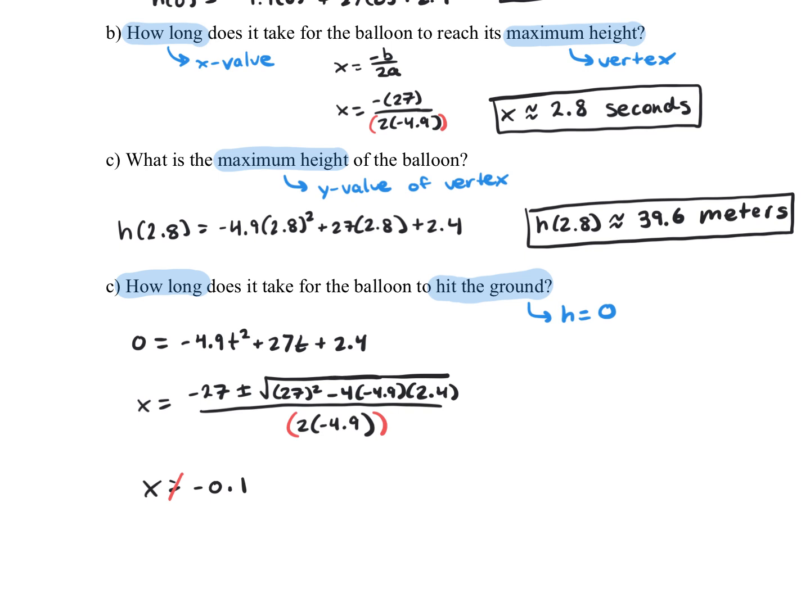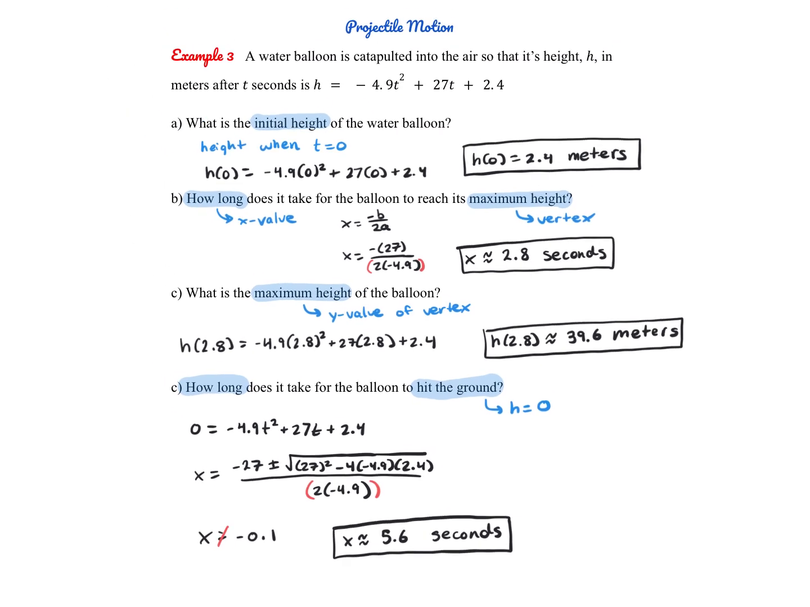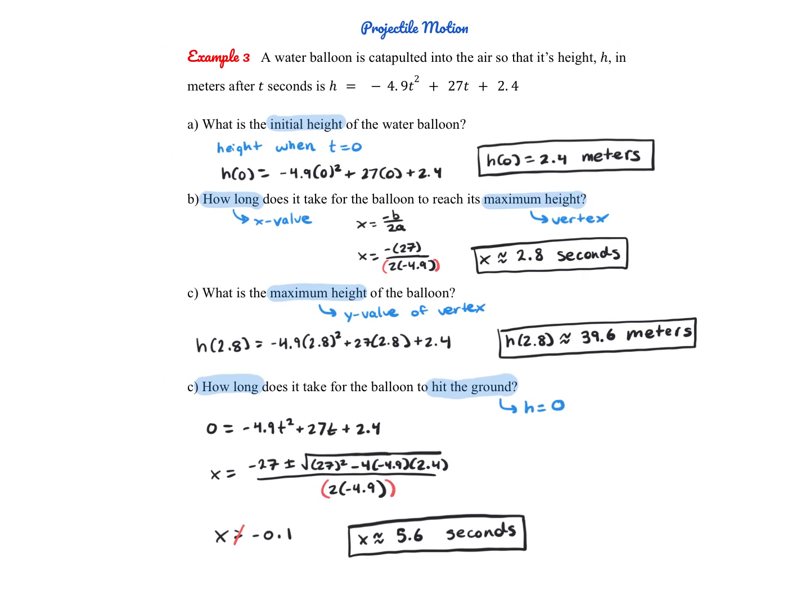And for that one, we would get about, if I'm rounding, 5.6. So this does make sense for the context of our problem, so this will be our only solution. So t or x equals 5.6 seconds. So again, these are super common types of problems that you'll see with quadratics, and it really is just about interpreting what they're asking us to find.